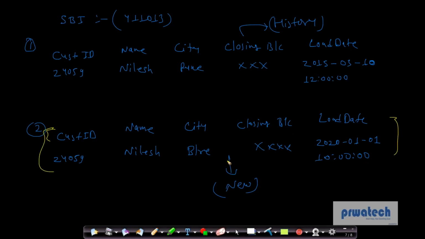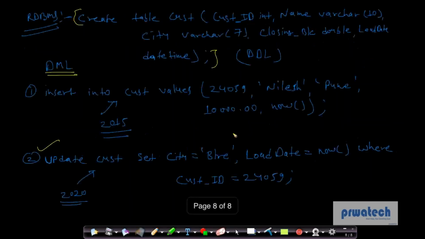But the question here is: in RDBMS, if I again want to see this information and run a select star from table name, I'll see only this record because I have updated my previous data. There is no way in RDBMS to see where this person was located 5 years ago. This is gone now. There is no history management in RDBMS. Once I update something, the previous record is gone. It has updated the new record.